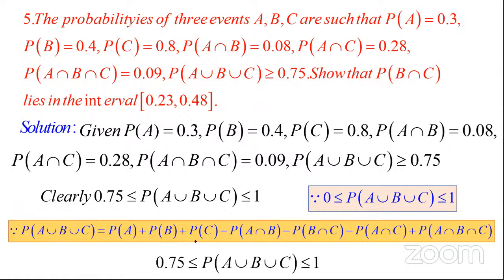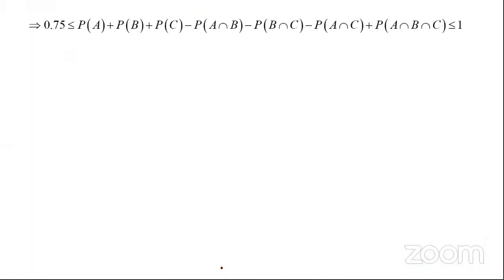This is the condition of probability, that is 0 is less than or equal to P of A union B union C is less than or equal to 1. That's why we are taking this one. Here 0.75 is less than or equal to P of A union B union C is less than or equal to 1. So 0.75 is the least one and the highest one is 1. So I'm expanding and applying the formula for P of A union B union C.